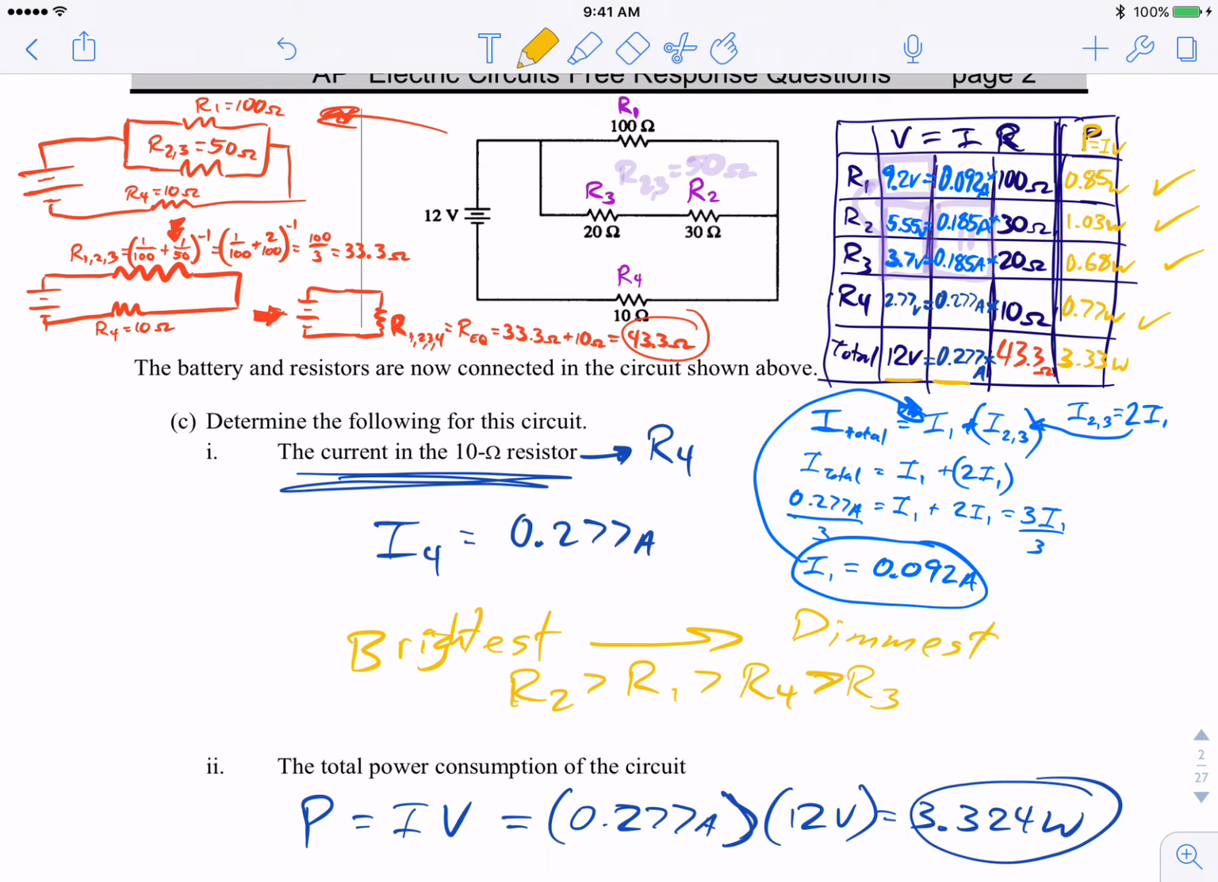Okay, we did it. We can now do the craziest of the crazies. All kinds of combination circuits, finding brightness of bulbs, powers, resistances, collapsing circuits. Oh my goodness.